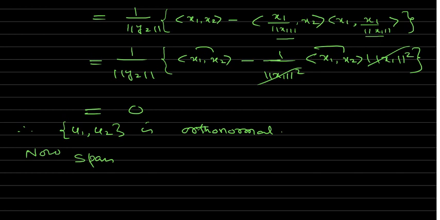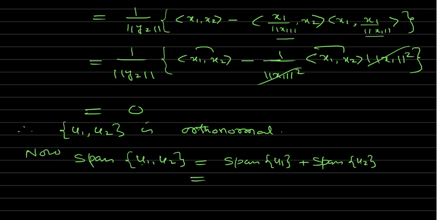And you can directly calculate the span of u1, u2, that should be equal to span of x1, x2. You know that the span of the union of two sets is equal to the span of the first set plus the span of the second set. So this is equal to span of u1 plus span of u2. And span of u1 is the same as span of x1. It's span of x1 plus this. What's u2? u2 is y2 divided by norm y2, so it's span of y2.